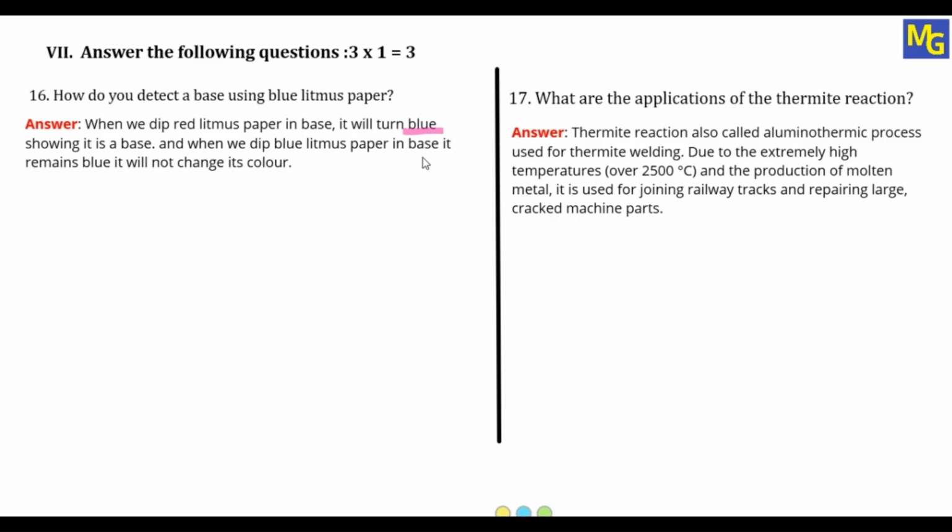And if you dip blue litmus paper in the base, then it will remain blue itself. It will not change its color. And like this we can detect whether the solution is a base or an acid. So the answer is, red changes color to blue and blue will remain as it is. It will not change its color.